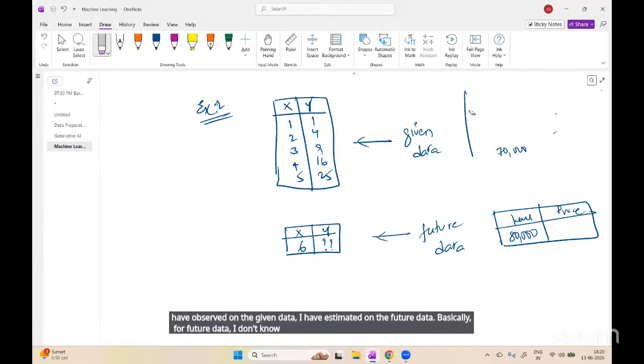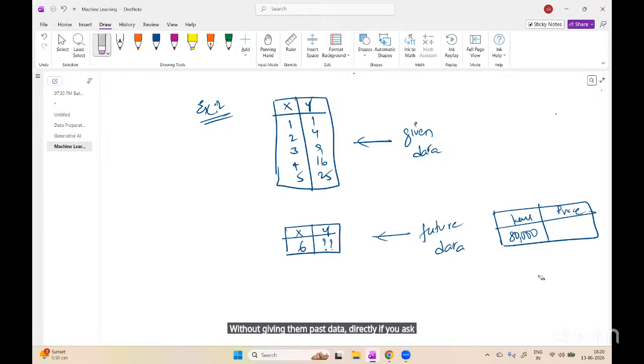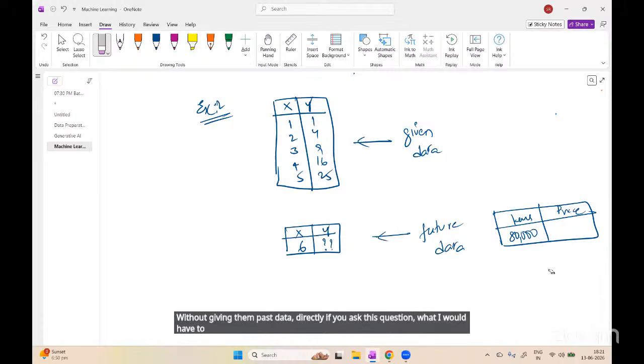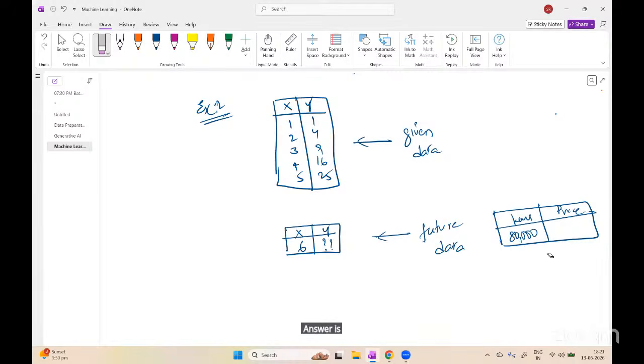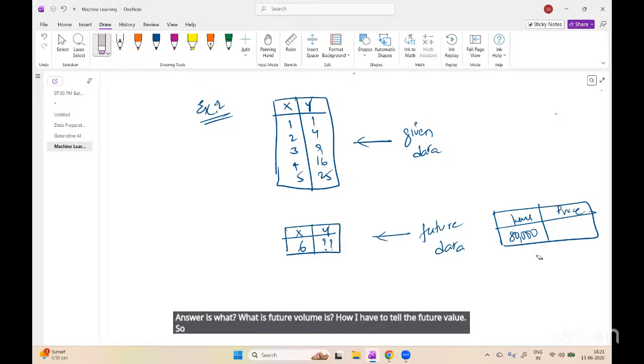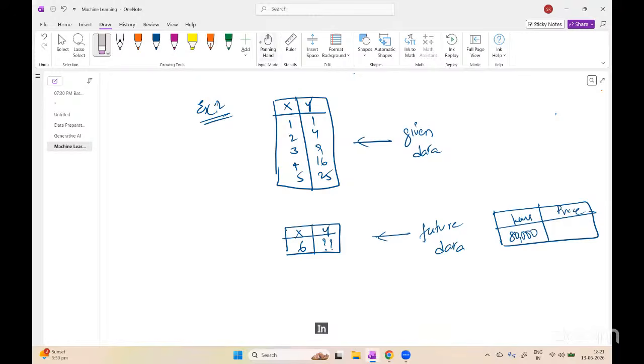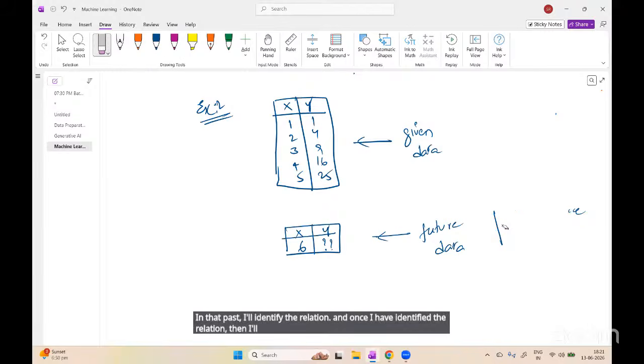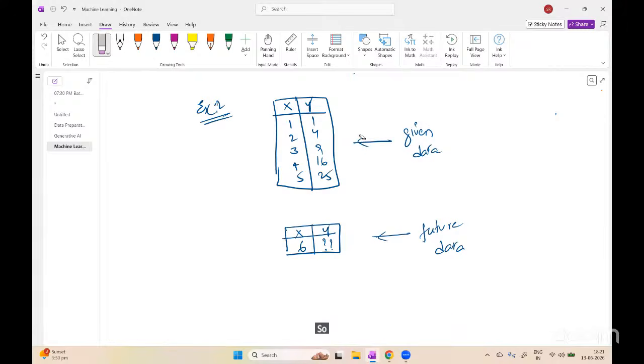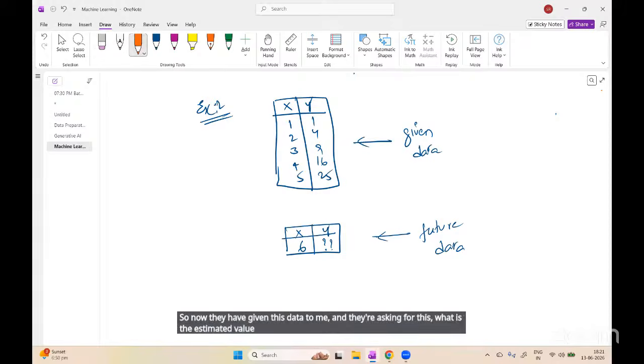Without giving the past data, directly if you ask this question, what will I have to tell? Answer is what? What is the future value, miss? How do I have to tell the future value? So first you give me the past. In that past, I'll identify the relation. And once I have identified the relation, then I'll tell you the value. So now they have given this data to me and they're asking for this, what is the estimated value? So for this data, first I'll identify the relation. What is the relation, miss?